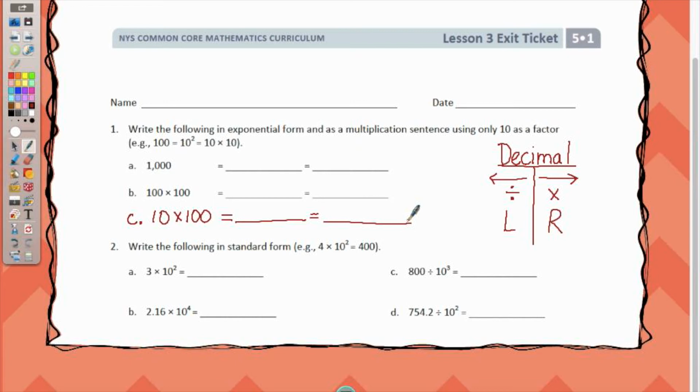So if I'm writing this in exponential form, I'm going to count my zeros. How many are there? 3. So I'll write 10 to the third power. Put your pencils down. Put the stylus down. You should not have anything in your hands. Then how many times will I multiply 10 together? 3 times. It all matches. So when you do these two, your strategy is count all the zeros, write it with an exponent, then write it as factors of 10. Okay? Do that now. You do not have to write C, just do A and B.